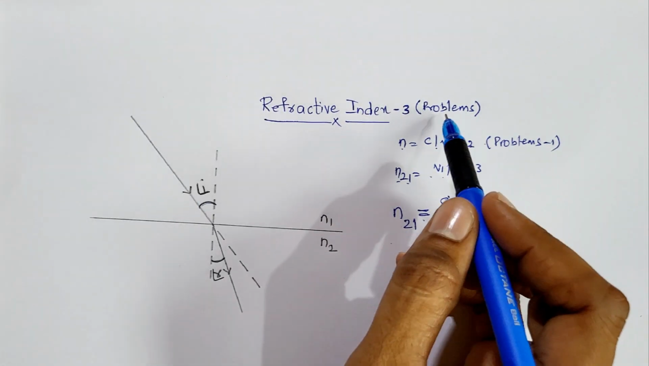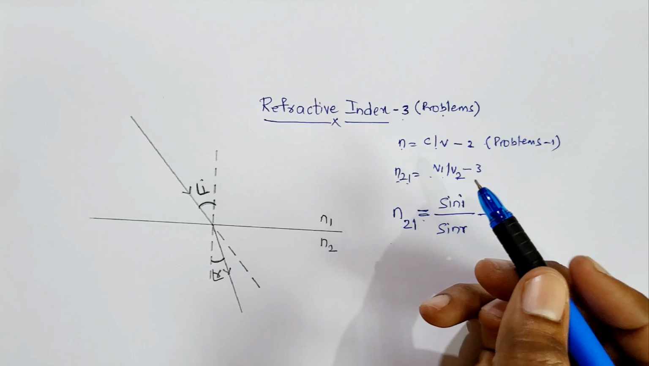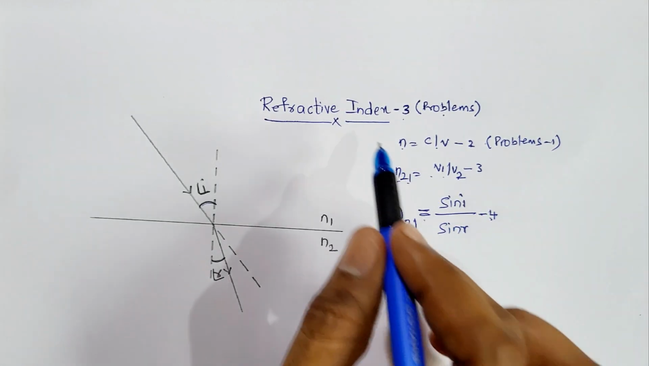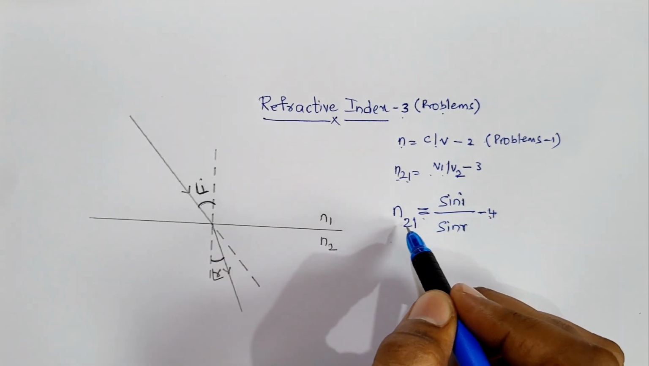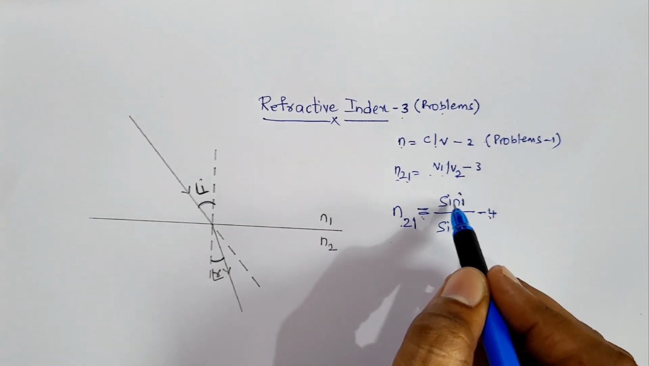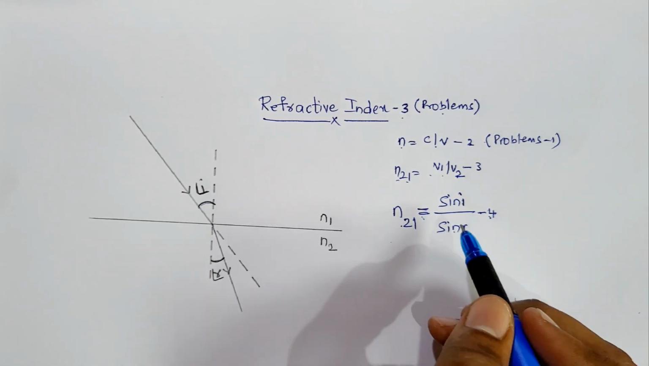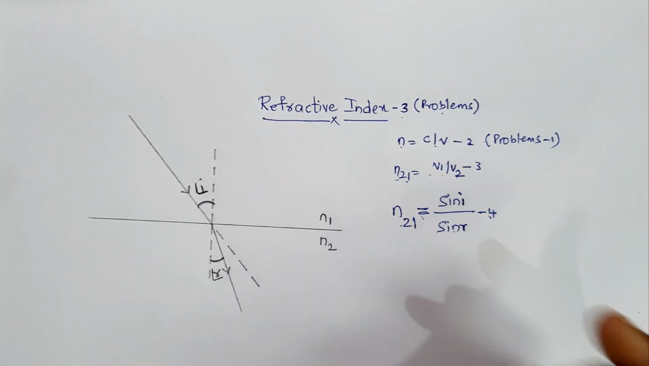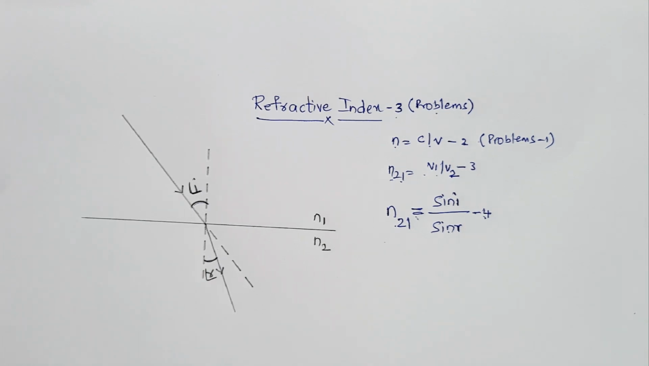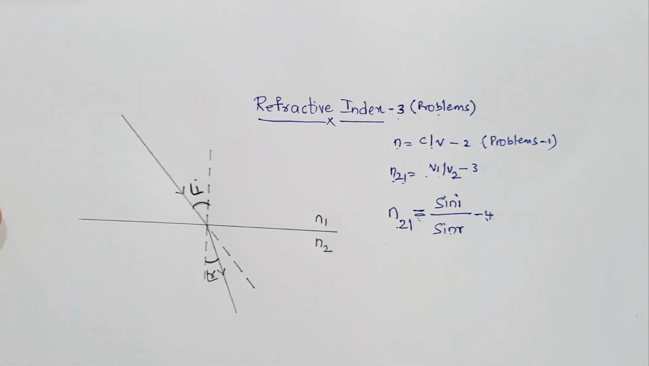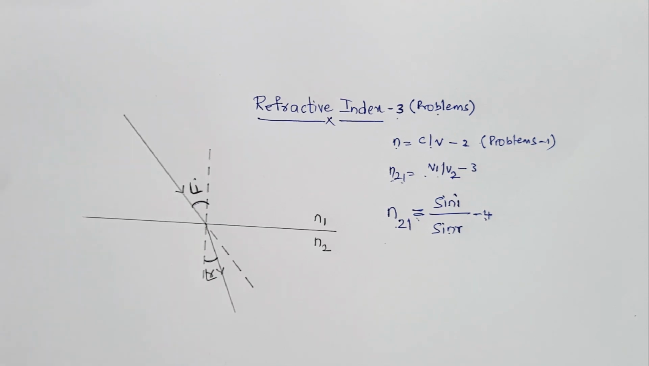Now, only on problems, this is the third video I am uploading on this refractive index concept. In today's class, we are going to study how to solve problems on this formula n21 is equal to sin i divided by sin r. If you did not watch these two videos, just go to my playlist and watch them, and they are available to you right now on the I button at the top right corner. So without wasting any time, let us go into today's class.